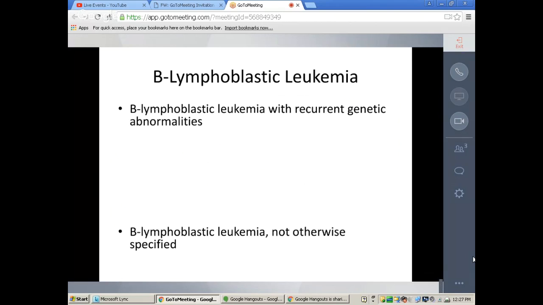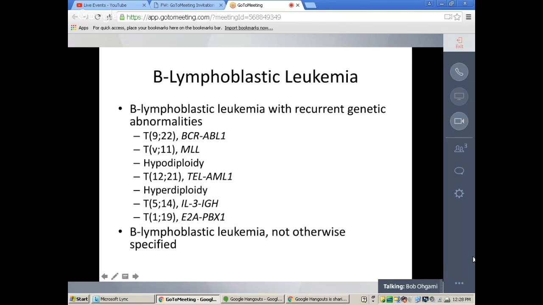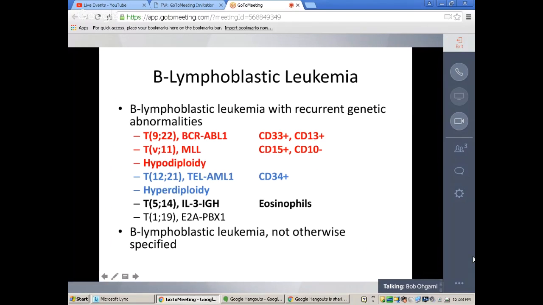So this gives us a little opportunity to talk about B lymphoblastic leukemia. There are different categories of B lymphoblastic leukemia. B lymphoblastic leukemia with recurrent genetic abnormalities is a subheading under B-ALL. B lymphoblastic leukemia not otherwise specified is used if you can't identify any cytogenetic or genetic abnormalities. And these particular recurrent genetic abnormalities have different things associated with them. For instance, the 9;22s and MLLs tend to express myeloid-associated antigens like CD33, CD13, CD15. MLLs tend to be CD10 negative.